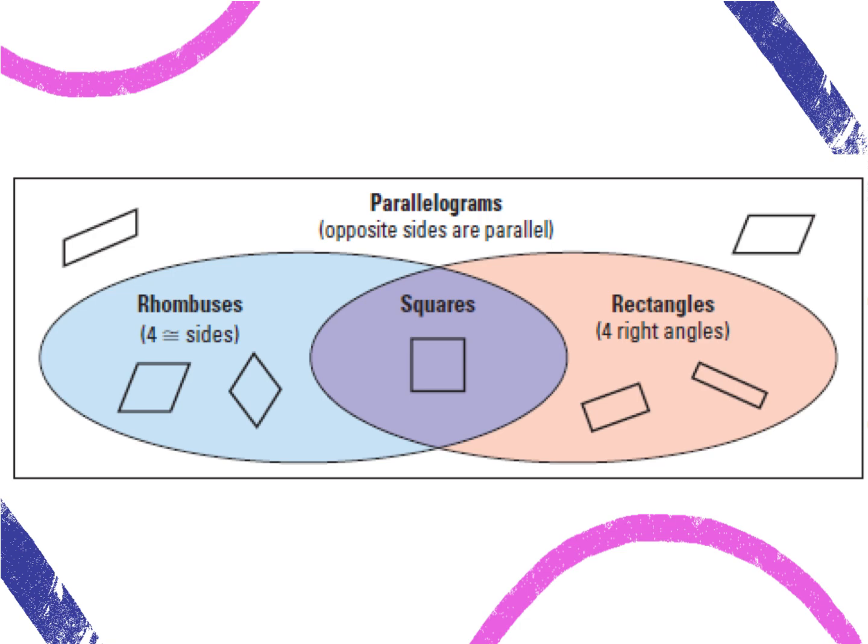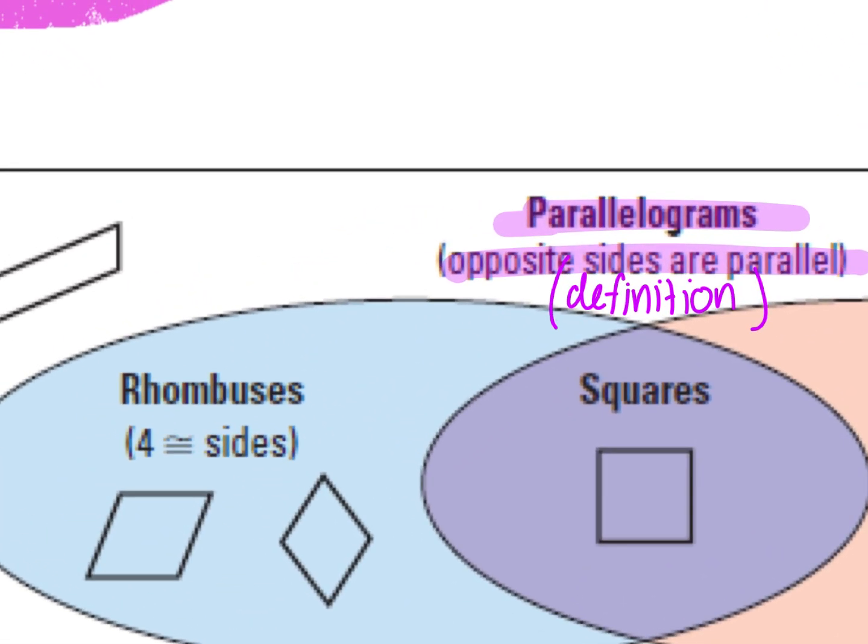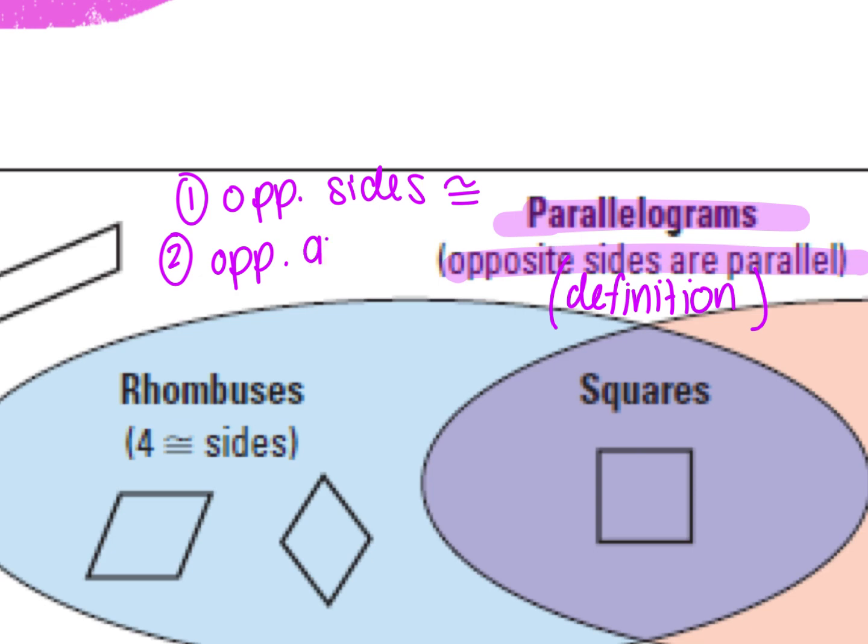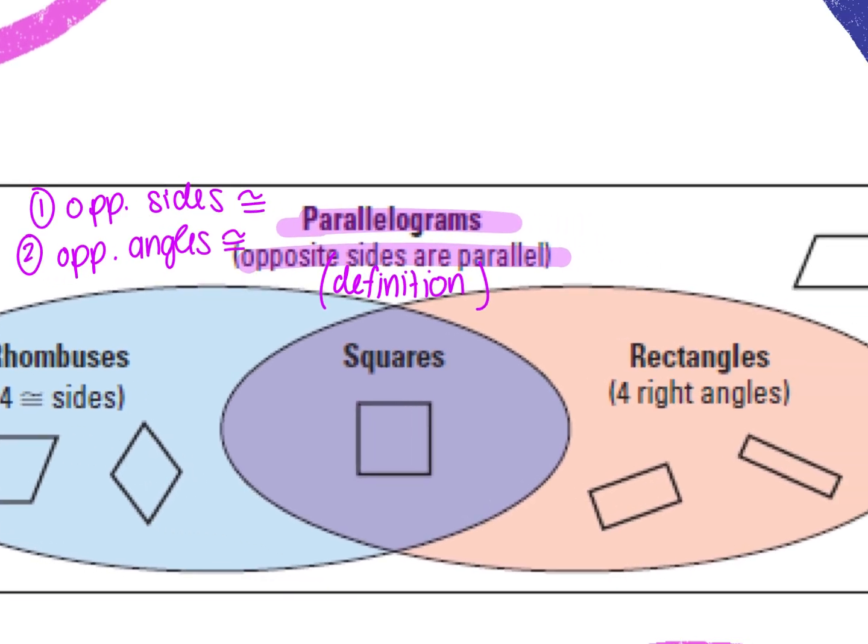So looking at this, I have my parallelogram. Opposite sides are parallel. This is the definition for a parallelogram. Properties of a parallelogram. What makes a parallelogram a parallelogram? The first thing we know, opposite sides are congruent. What else is congruent? Good. Opposite angles are congruent. Okay, that's 2. There's 2 more.